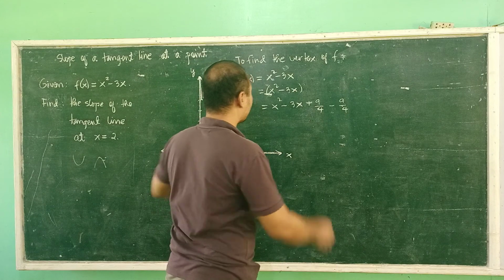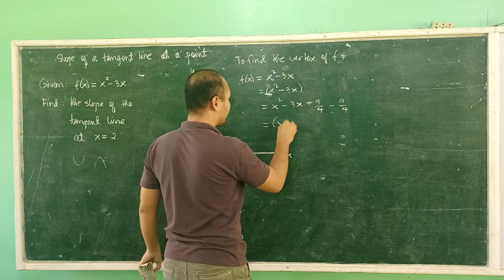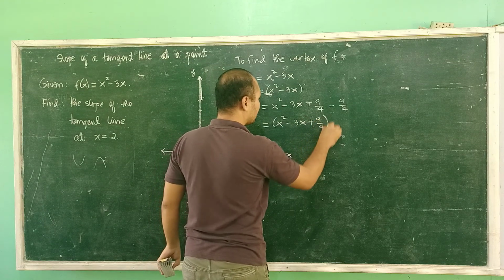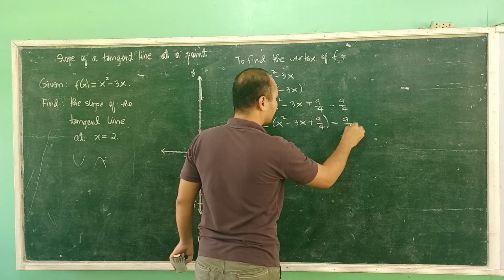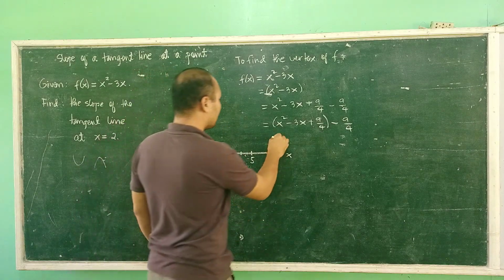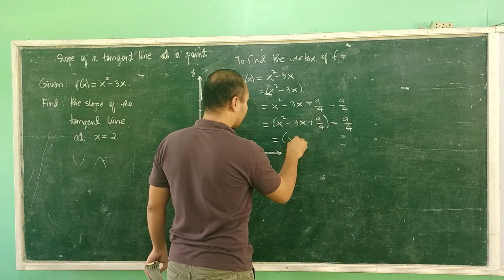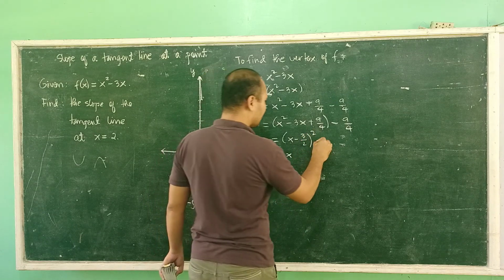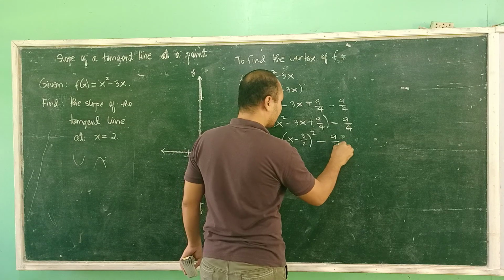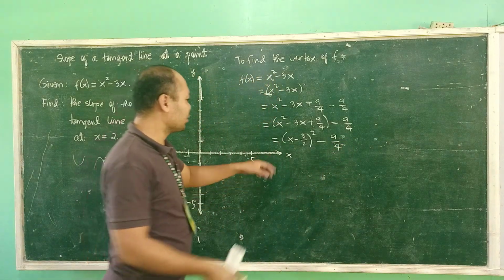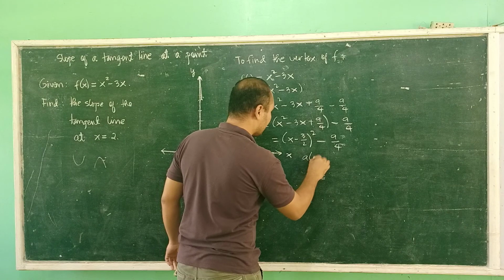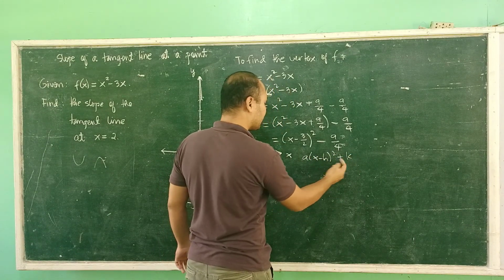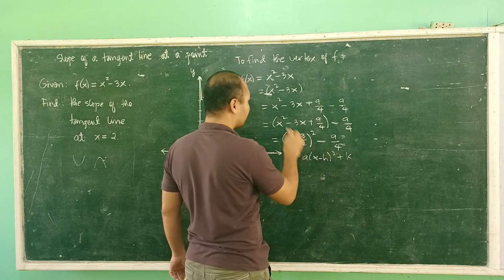Now we can regroup these terms. So we have x squared minus 3x plus 9 over 4 minus 9 over 4. This expression is now equal to x minus 3 halves squared minus 9 over 4. So this is now the form a times x minus h squared plus k, where h and k are the coordinates of the vertex of this parabola.